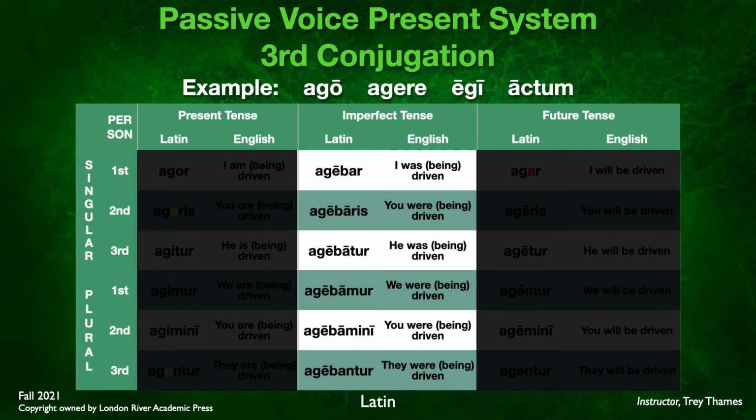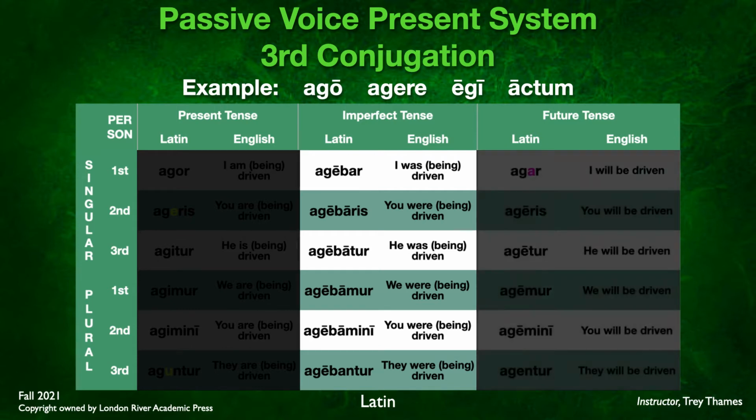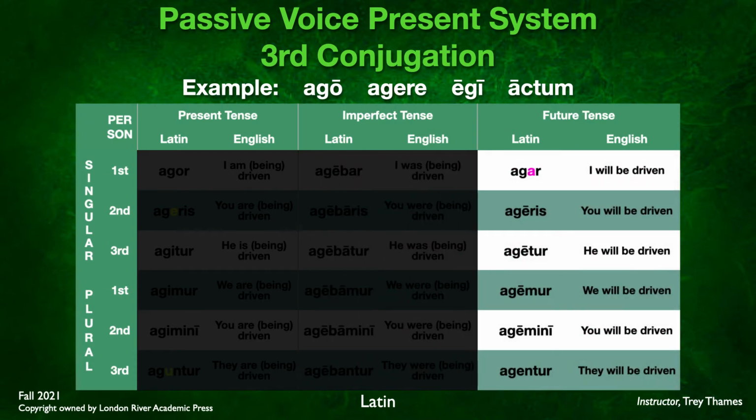Now, what about future tense? Again, this is where third conjugation wildly differentiates from the first and second conjugation. We don't use the future tense endings that we learned for first and second conjugation. We learned bo, bis, bit, bimus, bitis, bunt. And in the passive, we learned bor, beris, bitur, bimur, bimini, buntur. But here, we're not going to use the future tense endings, but we use the present tense endings.